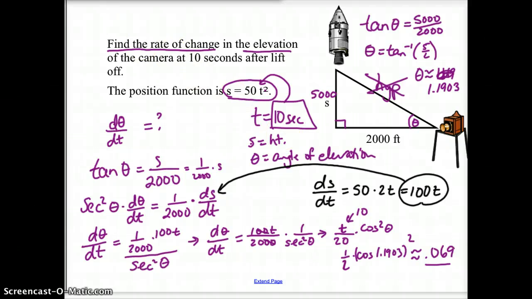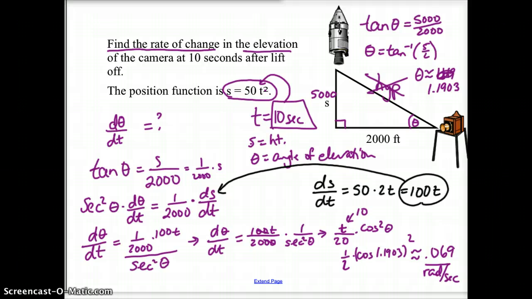All right, and units on that would be radians per second, because our angle is in radians and it's with respect to time, angle with respect to time. So the angle is radians and this time, so radians per second.